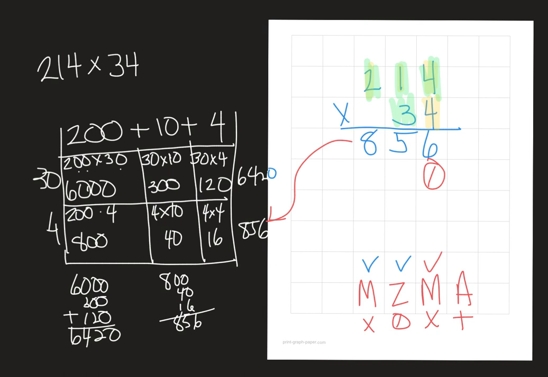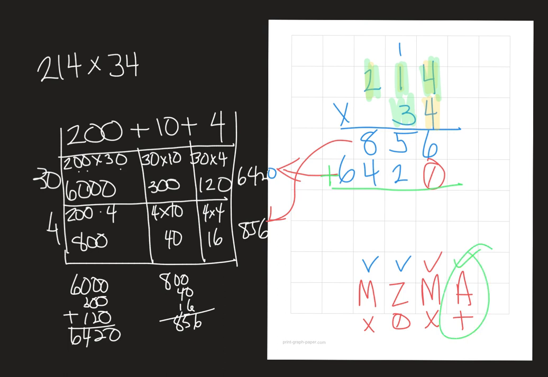So 3 times 4 is 12. I'm going to regroup and carry my 1. 3 times 1 is 3, plus 1 is 4. And 3 times 2 is 6. And so 30 times 214 is 6,420, and that looks like what we got here. And so now we're going to add.